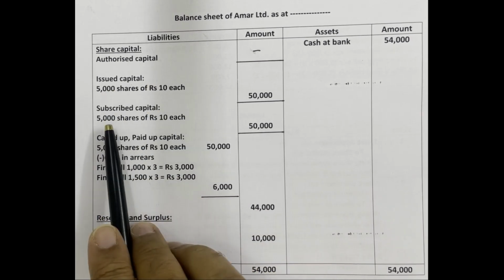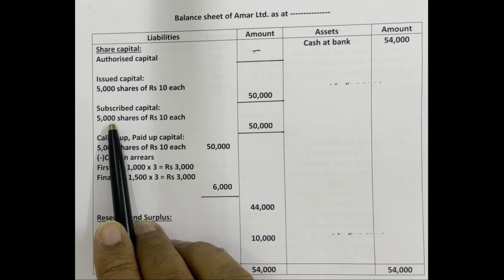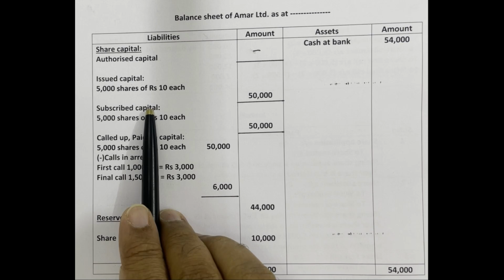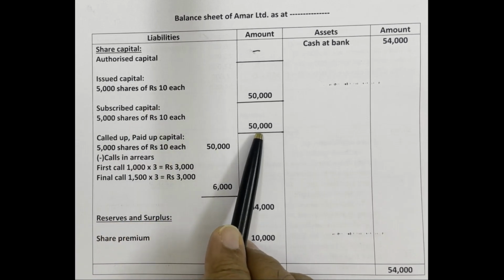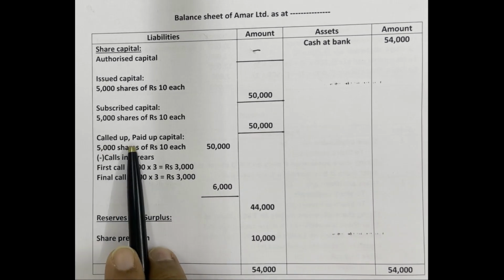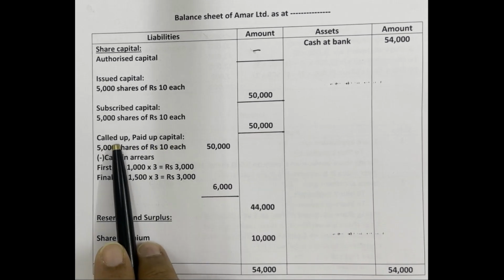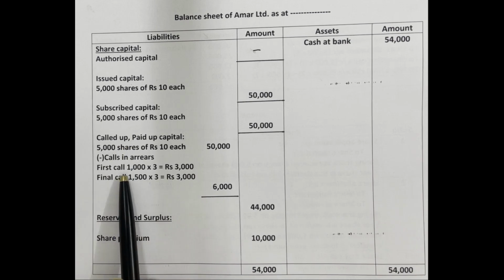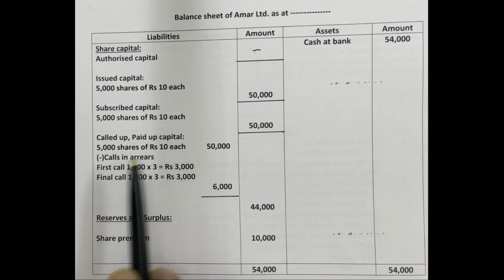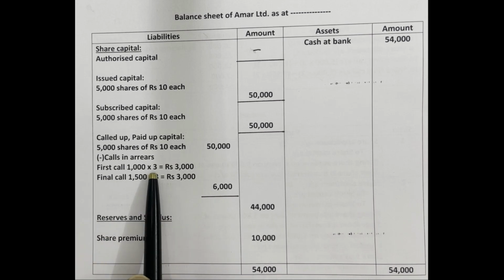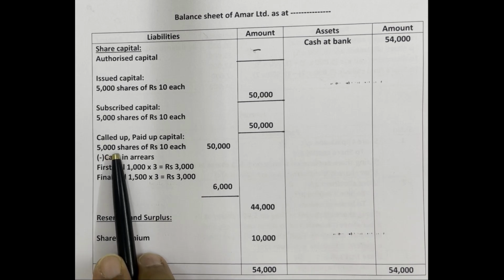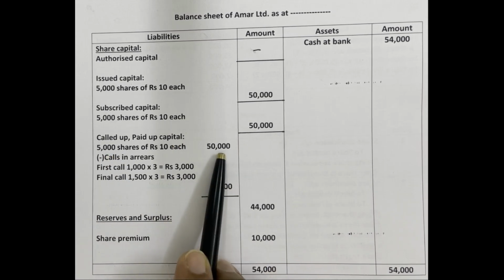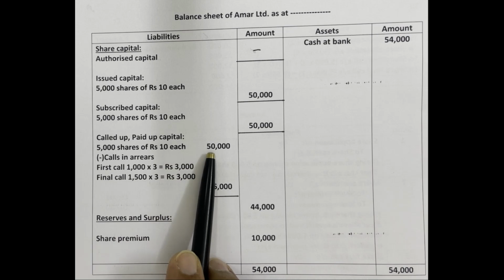Subscribed capital. Public applied for 5,000 shares and company allotted 5,000 shares to them. Therefore, subscribed capital is also same. 5,000 shares at the rate of 10 rupees each, 50,000. Next, called up and paid up capital. Called up capital. Company made all calls now. Application money, allotment money, first call money, final call money. In current year only company made. Therefore, called up capital is also same, 50,000. 5,000 shares at the rate of 10 rupees each.